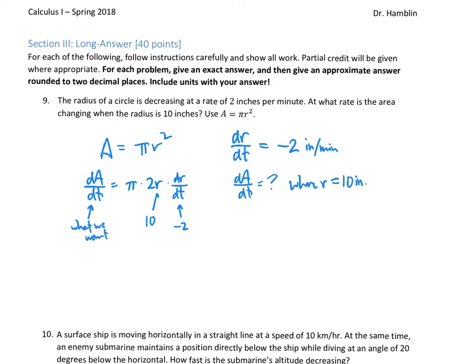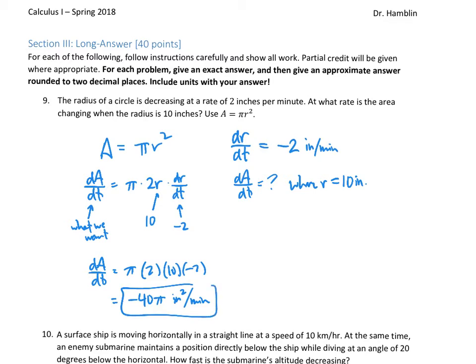and so we just plug in. So we get that dA/dt is pi times 2 times 10 times negative 2, which is negative 40 pi, and the units here would be square inches per minute. We throw that in our calculators to get our approximate answer, and the approximate answer would be negative 125.66 square inches per minute.